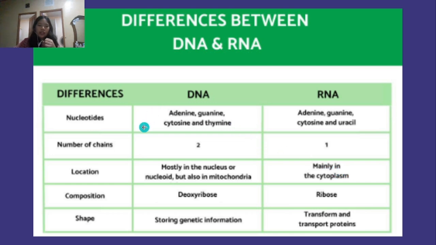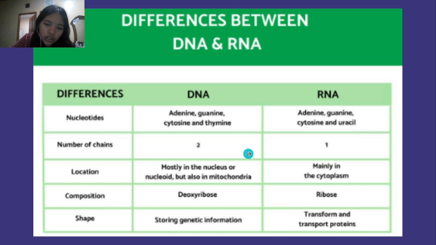The differences in nucleotides: in DNA there are adenine, guanine, cytosine, and thymine, while in RNA there are adenine, guanine, cytosine, and uracil. And now the number of chains: in DNA there are 2, while in RNA there is 1. The location: DNA is mostly in the nucleus or nucleoid, but also in mitochondria, while RNA is mainly in the cytoplasm.